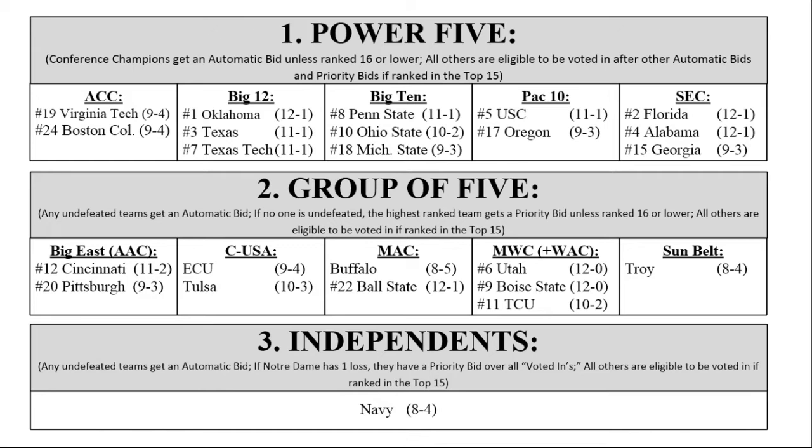So Virginia Tech won the ACC, but we see here that they're ranked 19th. So this takes them out of the picture because the ACC does not have a top 15 team. So this year there would have only been 4 automatic bids: Oklahoma, Penn State, USC, and Florida. So then we take a look for any undefeated Group of 5 or independent teams, and we see that Utah and Boise State each earned an automatic bid.